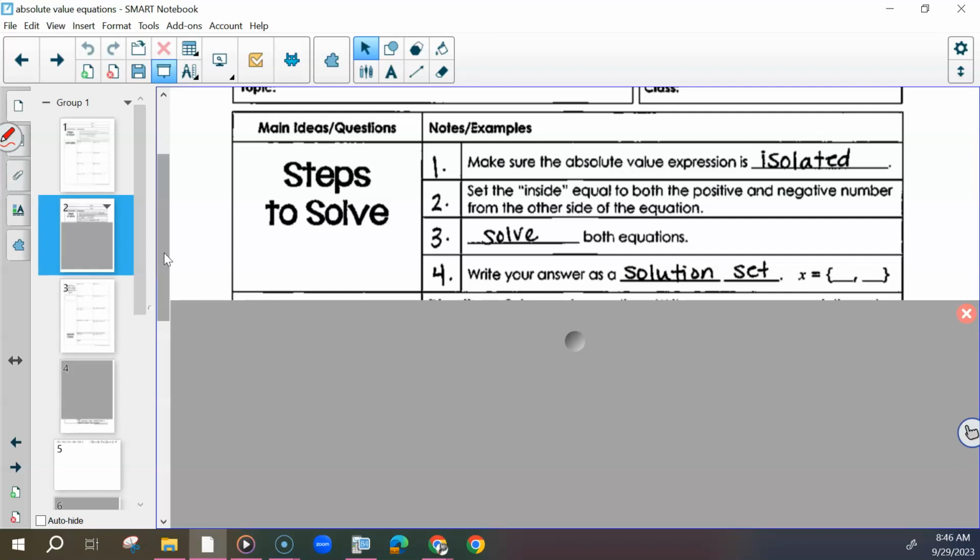As you're writing those down, I'm just going to talk through the steps. So first, you have to make sure the absolute value expression is isolated. What does that mean, the word isolated? Separated, or like by itself. And then we're going to set the inside equal to both the positive and negative number from the other side. I'll talk about what that means here in a moment. Solve both equations, and then we're going to write our final answer in the solution set. So it's going to look like this. So you have this part written down too. X equals curly brackets, the least or smallest number, and then the biggest number.